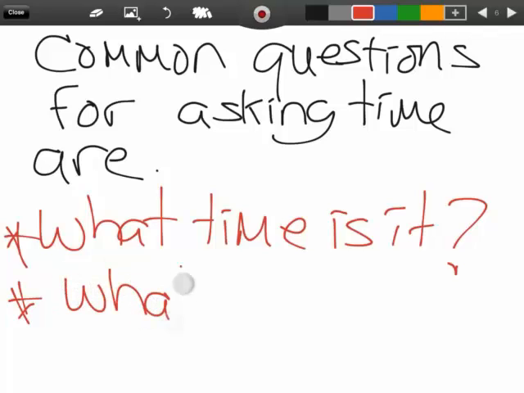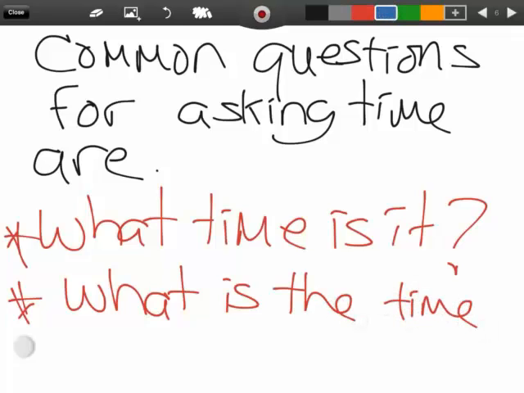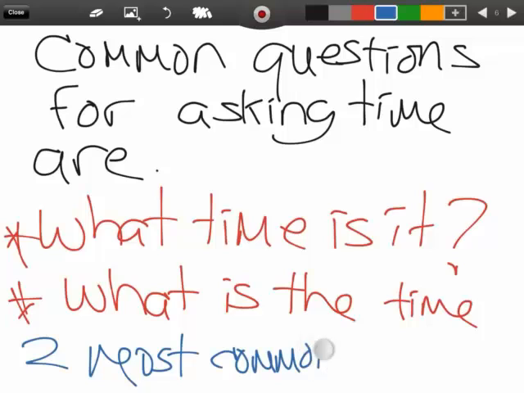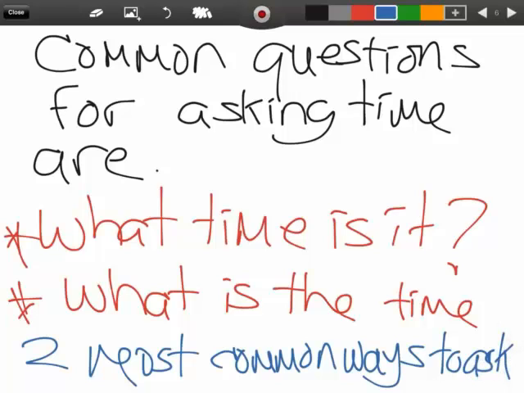What is the time? These are the two most common ways to ask time. One of them is what time is it, and the other one is what is the time.